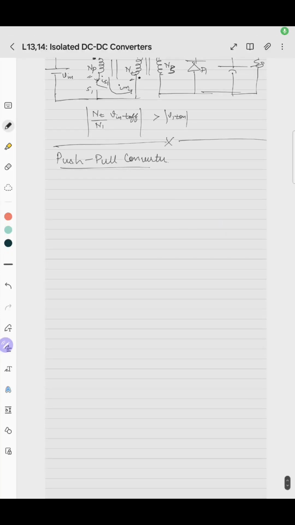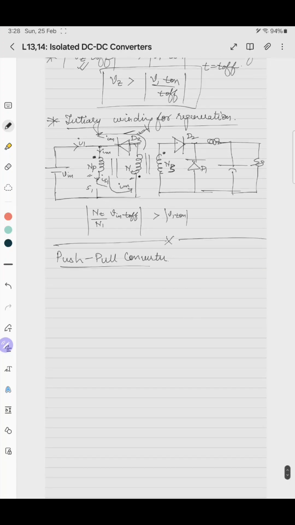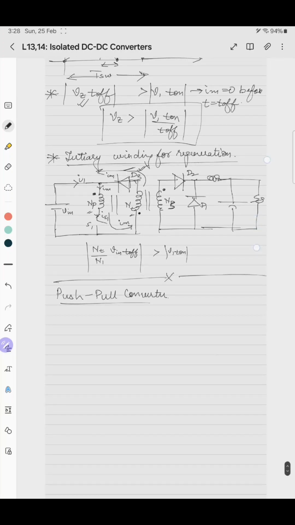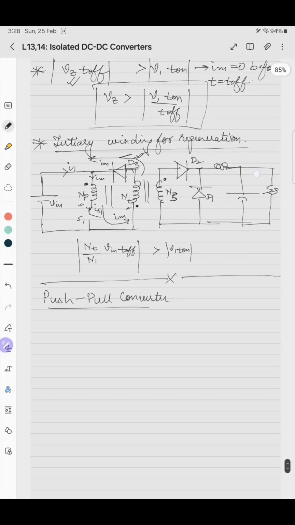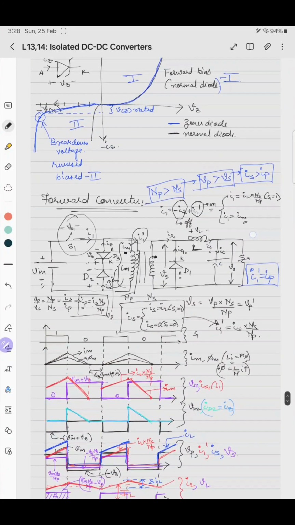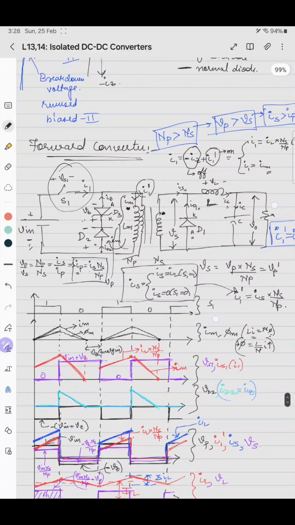In this lecture, we will see the operation of a push-pull converter. So push-pull is again a DC-DC buck-derived isolated DC-DC converter. The difference from the forward converter, so this is the tertiary winding based forward converter for regeneration, and this circuitry is nothing but a forward converter.